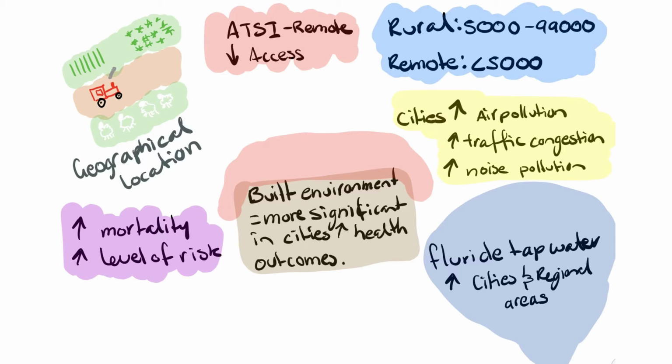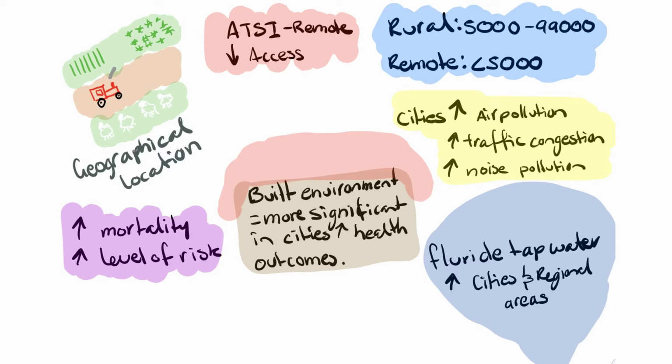Now, when we look at city populations or regional populations, they're exposed to increased air pollution, increased traffic congestion, and increased noise pollution. So even though they're not geographically remote and disadvantaged, because they have better access to things, they actually then, as a result of having increased access to things and being more built up and having a bigger population, are faced with these sorts of issues of air pollution, traffic congestion, and noise pollution.